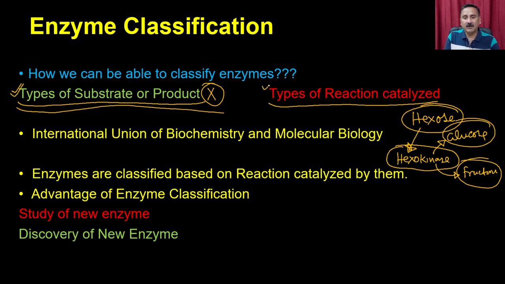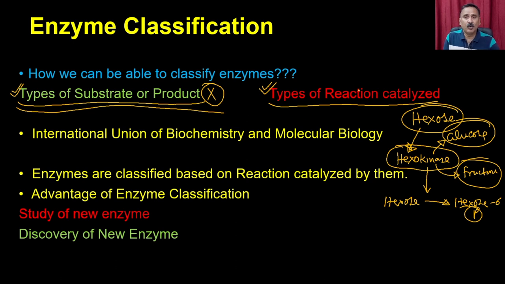As for the reaction catalyzed, take the same example of hexokinase. It will perform the same kind of reaction, whether it is accepting glucose as a substrate or fructose as a substrate. What it is going to do is convert the hexose into hexose 6 phosphate, right? So it is going to phosphorylate the sugar, whether it is glucose, fructose, or mannose.